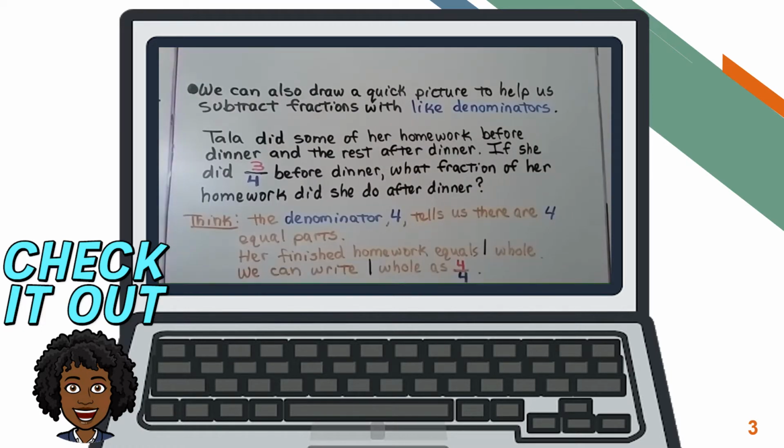We can also draw a quick picture to help us subtract fractions with like denominators. Tala did some of her homework before dinner and the rest after dinner. If she did 3/4 before dinner, what fraction of her homework did she do after dinner? So we think the denominator 4 tells us there are 4 equal parts. Her finished homework equals 1 whole. We can write 1 whole as 4/4 with the same numerator and denominator.